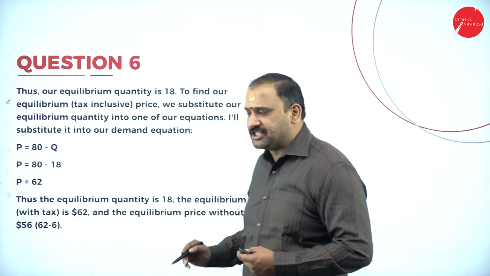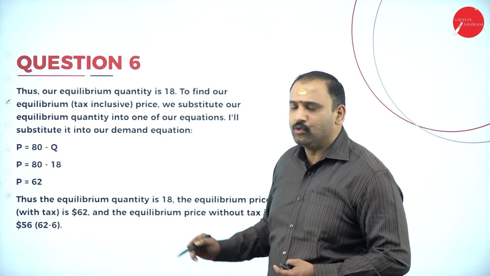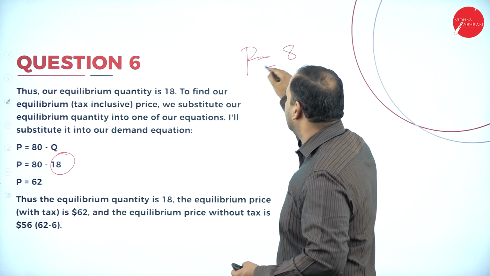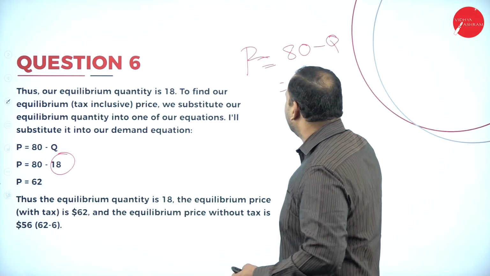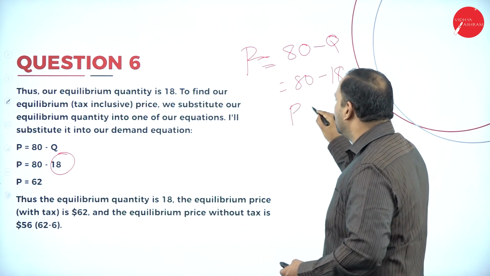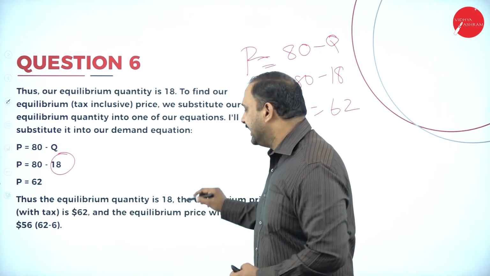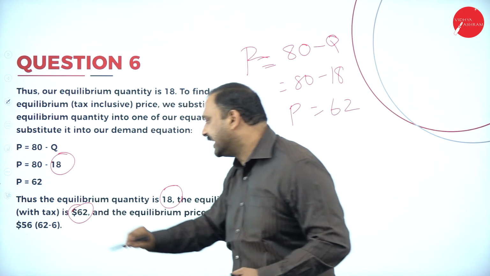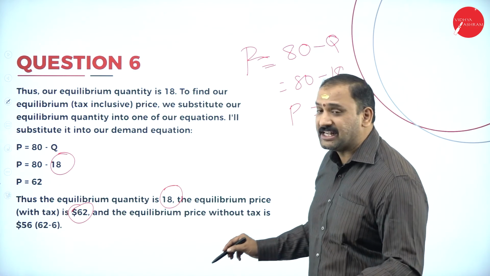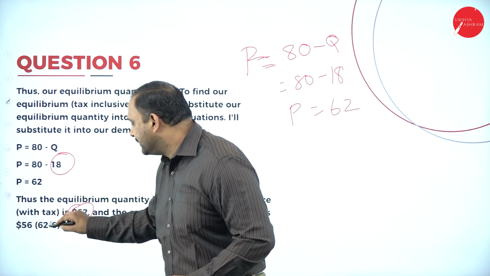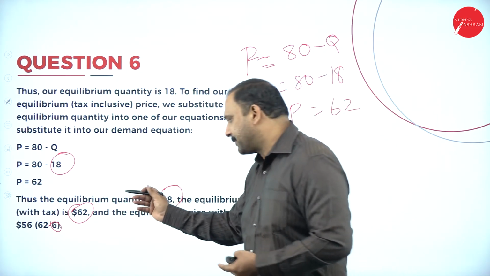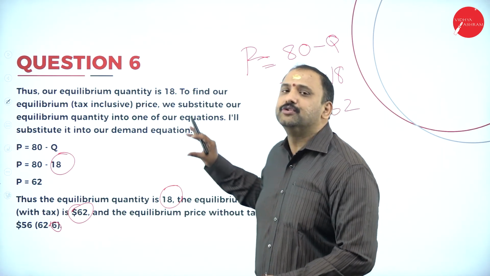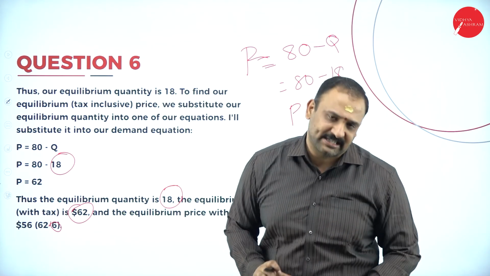Now, for our equilibrium function, we know the value of Q. The Q value is 18 here. So again, solve it in the same equation. P is equal to 80 minus Q, where 80 minus 18, the P value, you will get as 62. So when the equilibrium quantity is 18, the equilibrium price with tax, that is more important, is 62. And the equilibrium price without tax will be 56. Why? You will be subtracting 6 from the value 62. When you subtract 6, you will be getting the value without tax, that is $56. This is how you need to solve the problems in demand and supply analysis.